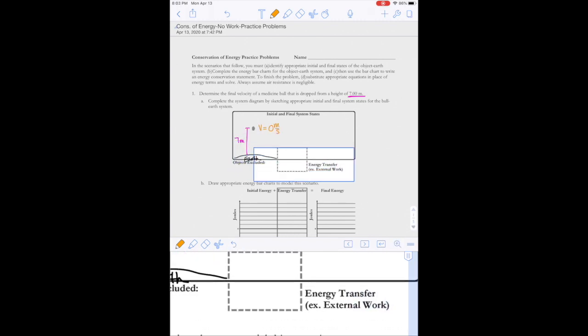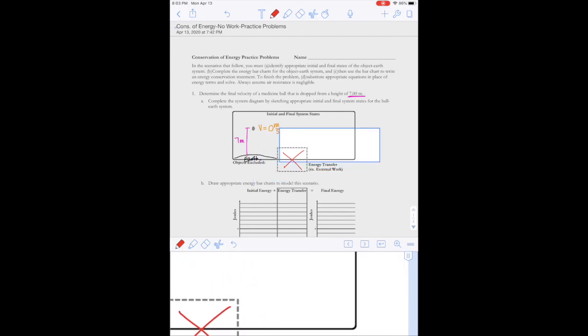Then you'll notice that there's this little box here that says energy transfer external work. For right now, we are not going to be talking about outside forces, but if there was friction or air resistance and we were going to take that stuff into account, that's when we would use this box, and we're going to talk about that in the future. So right now, you're going to ignore the box, but it's there for when we have an outside force that we talk about.